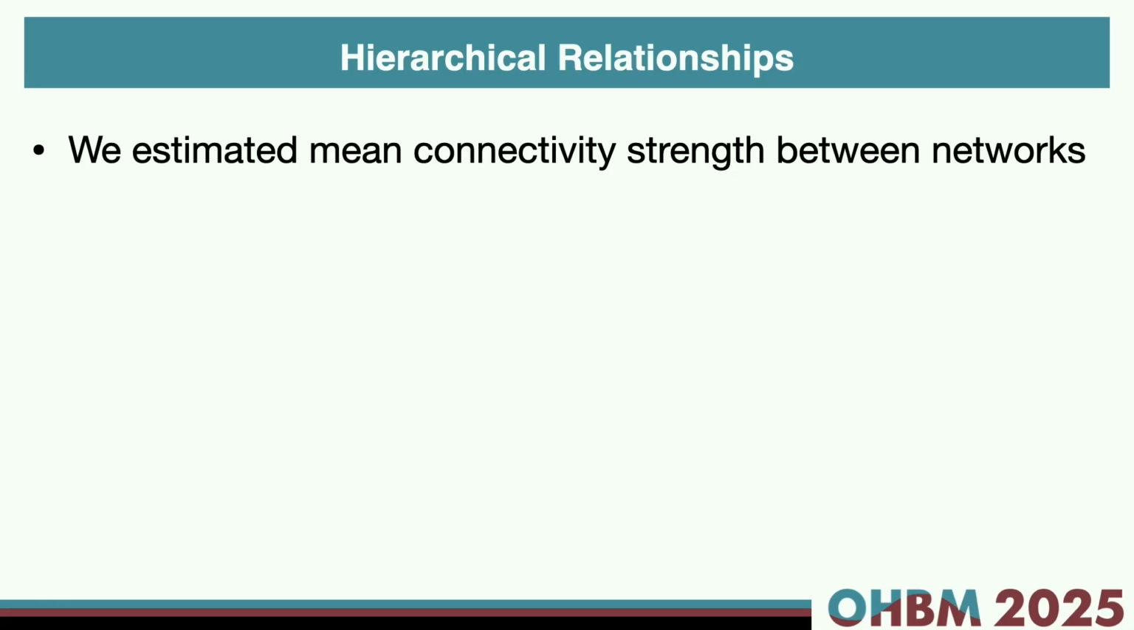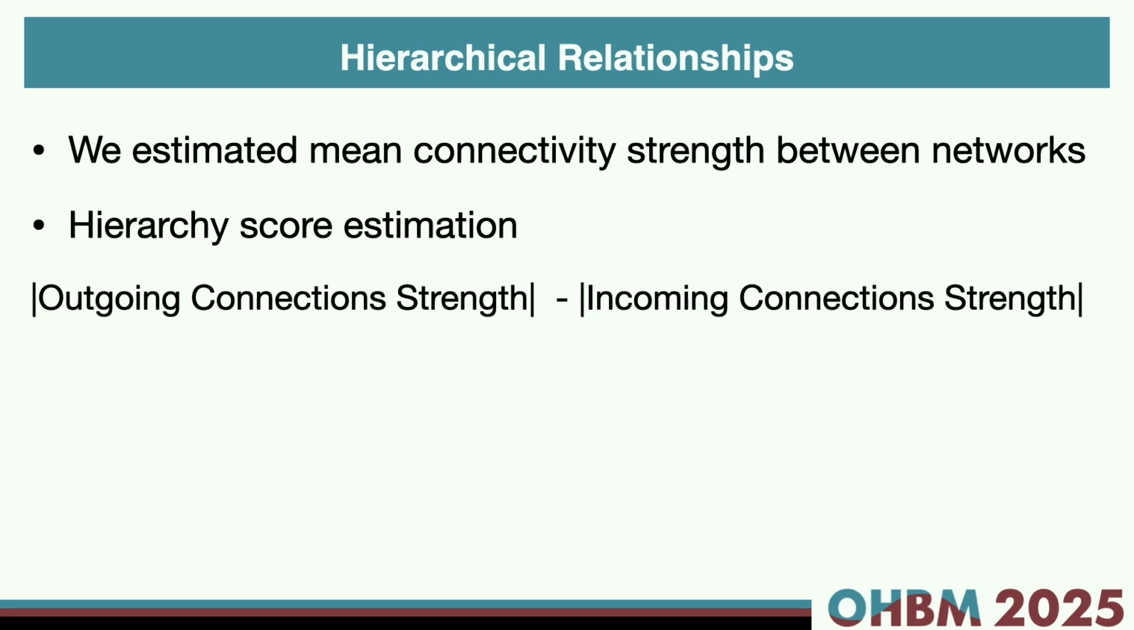To reveal hierarchical relationships, we first estimated mean connectivity strength between networks. Then we calculated the hierarchy score by subtracting the connectivity strength of incoming connections from the connectivity strength of the outgoing connections. That means if a network has stronger outgoing connections than incoming connections, it will have a higher position in the hierarchy.